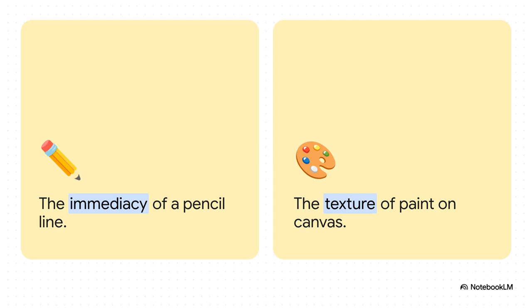Drawing has this amazing immediacy. A single pencil line and boom, there's a form. But painting? That adds a whole other layer, literally. You can feel the texture of the paint, see how the colors blend. It's like each medium has its own unique personality.